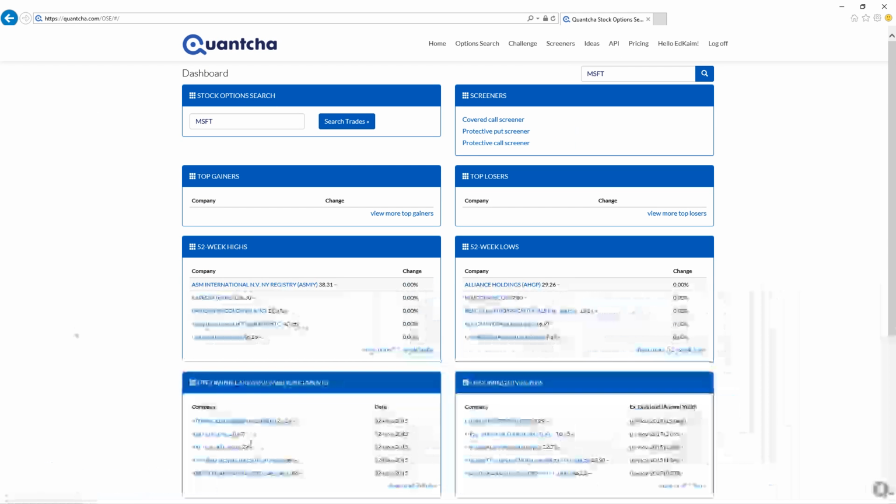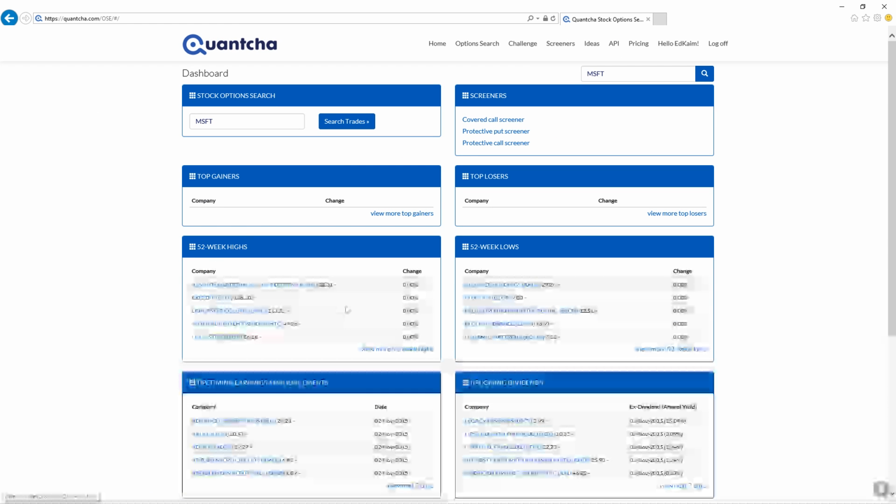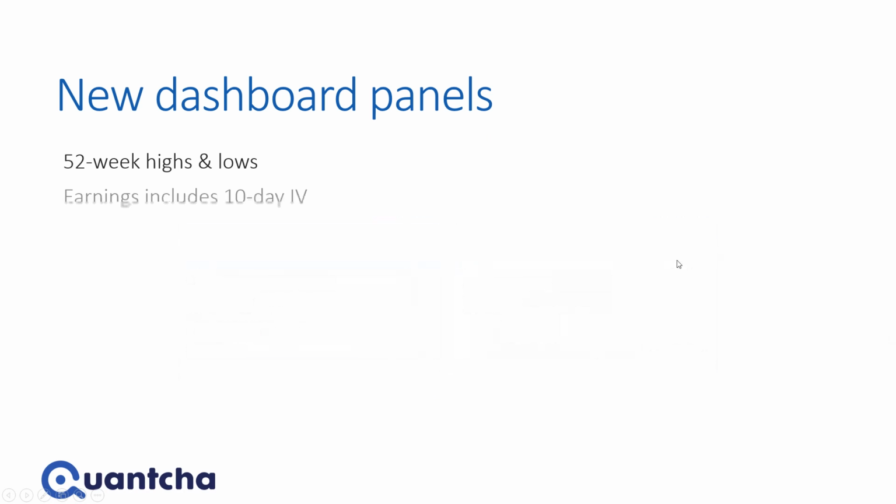So just as an example on the dashboard here, we can see 52-week highs and 52-week lows right up near the top. We're recording this after hours right now. At this point, all the company data has been updated, so they're all zeroed out. But first thing tomorrow morning after the market opens, you'll start to see these populate with what's going on in those places.